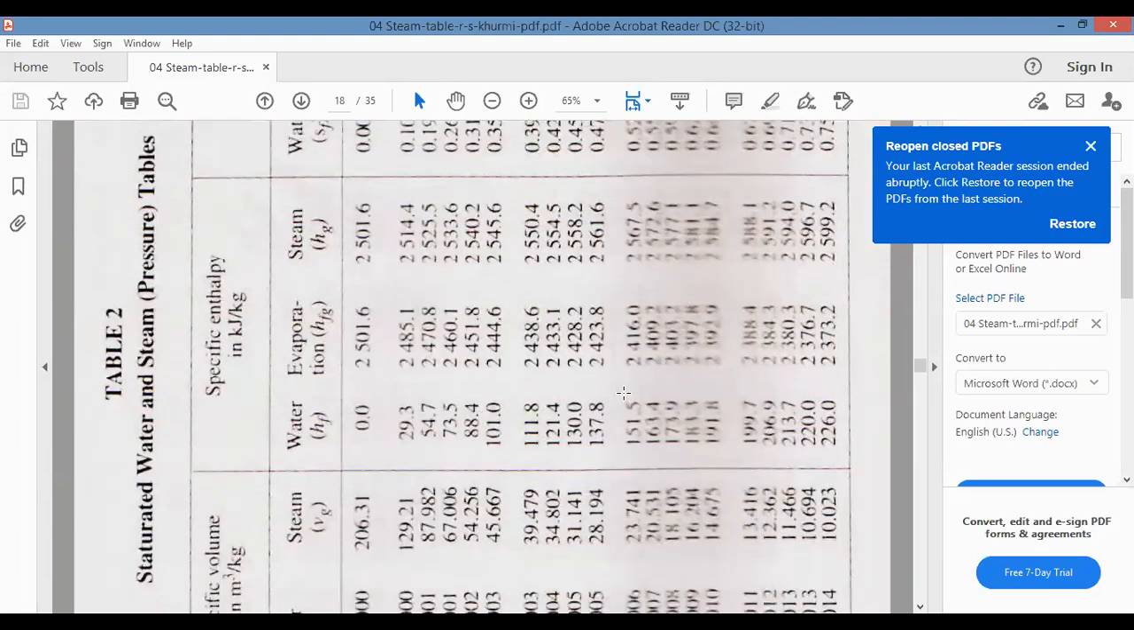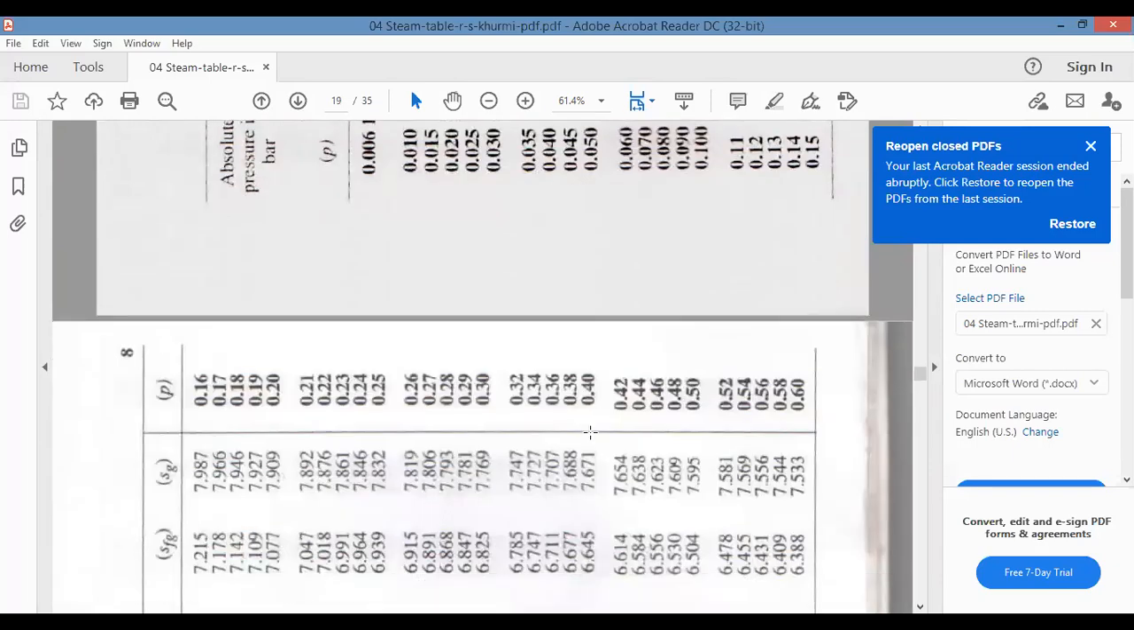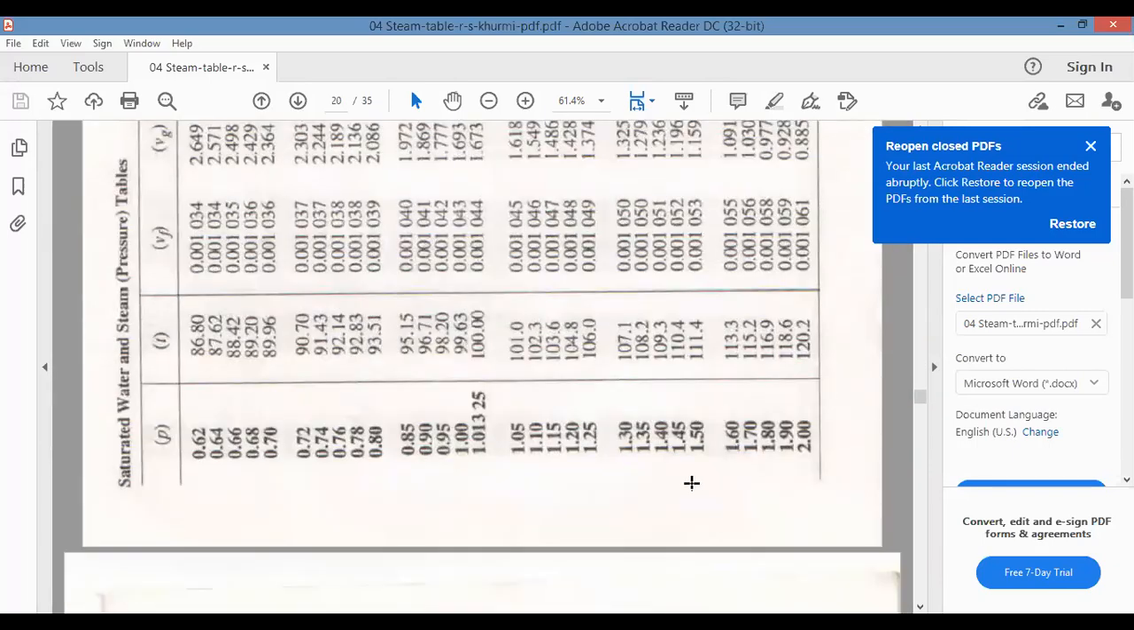Now let me go to this pressure table. Again, I will show you the 1 atmospheric pressure because that is what you are familiar with. Okay, this is the 1 atmospheric pressure, 1.01325 bar, and you can easily predict that the saturation temperature is 100 degrees centigrade.